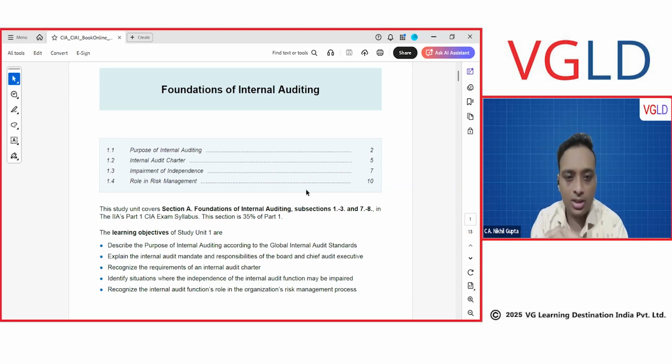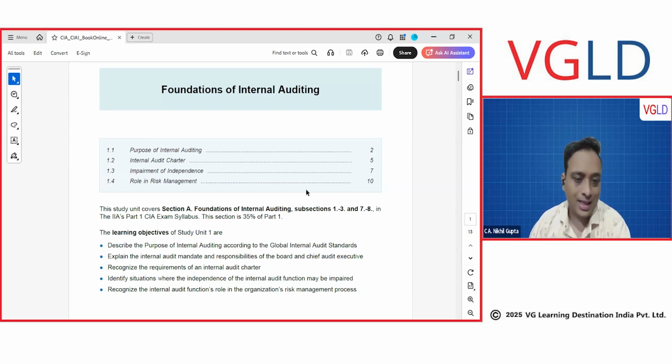This course covers foundation of internal auditing with subsections 1 to 3 and 7, 8. Basically, this covers 35% of the syllabus. Out of 125 questions, you can suppose almost 44 questions from this particular unit.